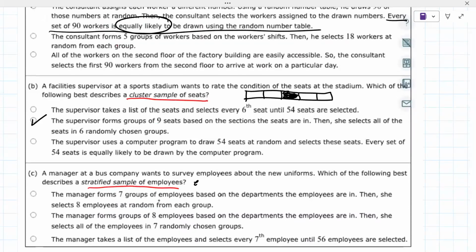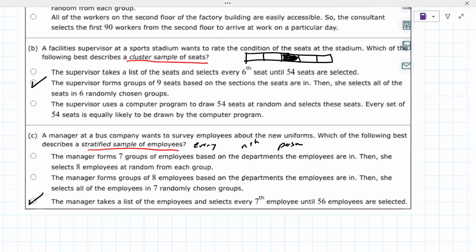Stratified is every nth person, like every sixth person, seventh person, eighth person, and that would be the last one here. There are others, like convenience sampling. There's a lot of other ones. If you want to share your screen, maybe look at one more question here before closing out, maybe two. We'll see how quickly we can do them.